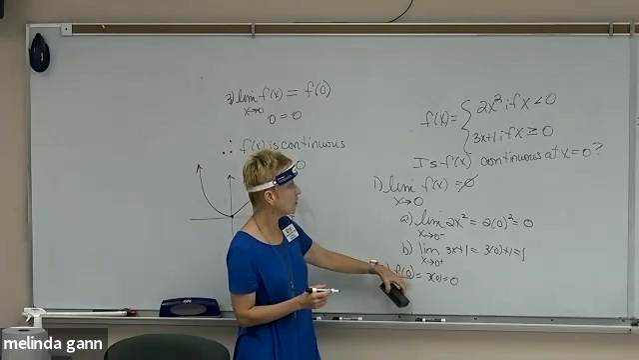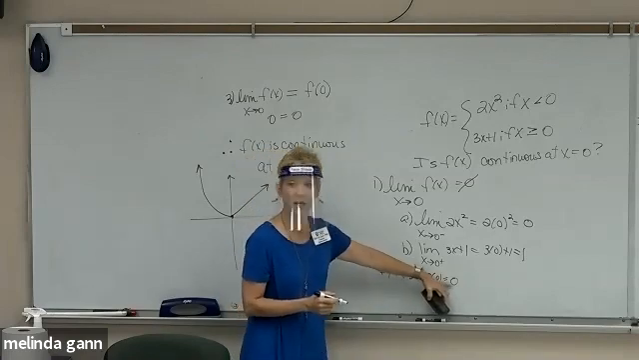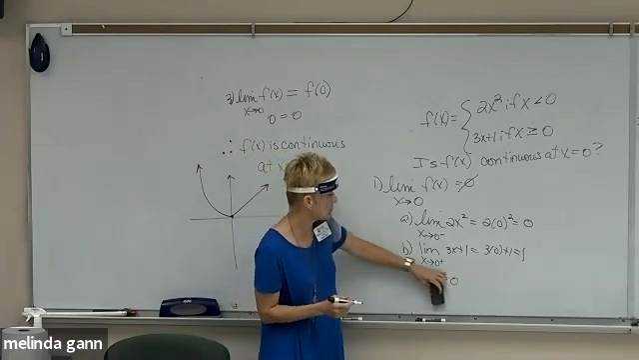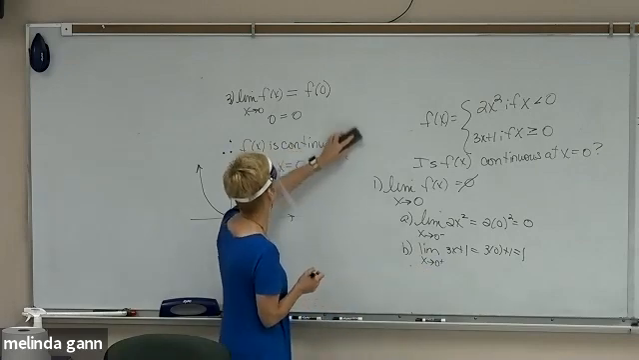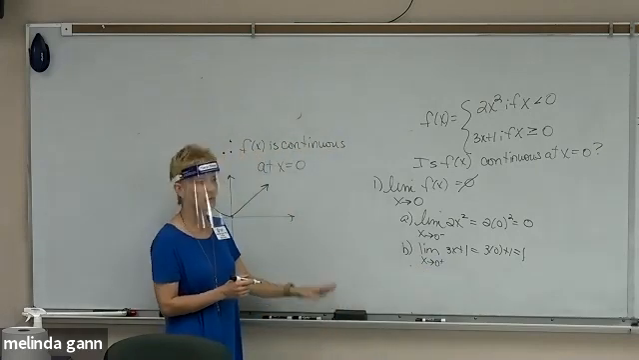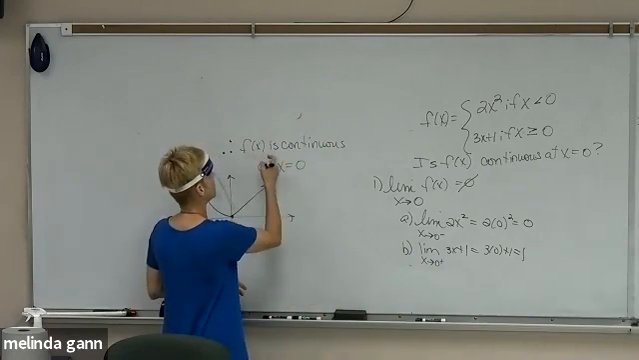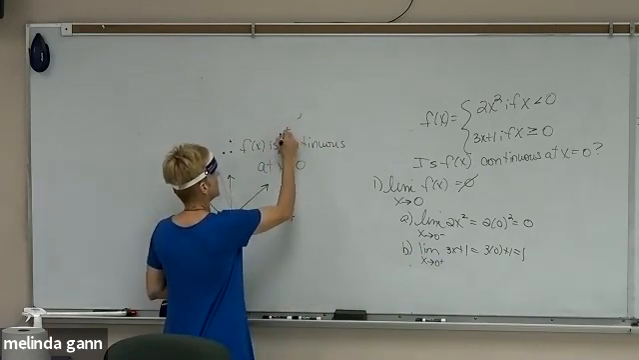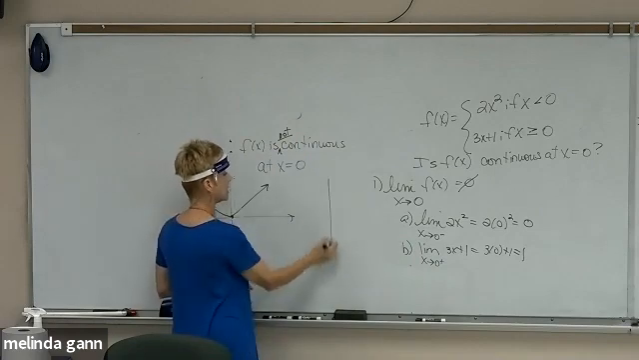So is there any reason to go any further? No. Now still, I would have had to plug into 3x plus 1 here. Why would I keep going? I mean, if something's already false, the game is over. Is everybody with me? So then I would stop and say, therefore, f of x is what? Not continuous.